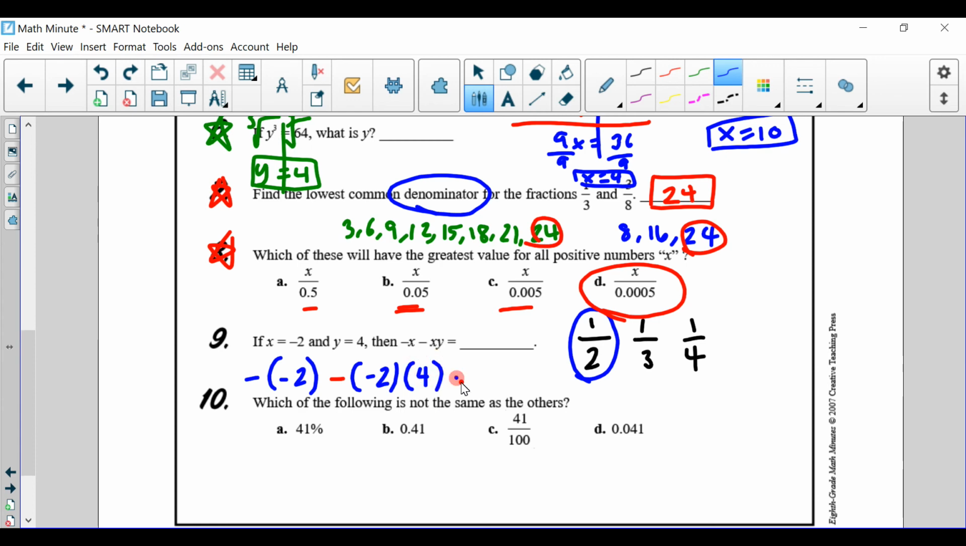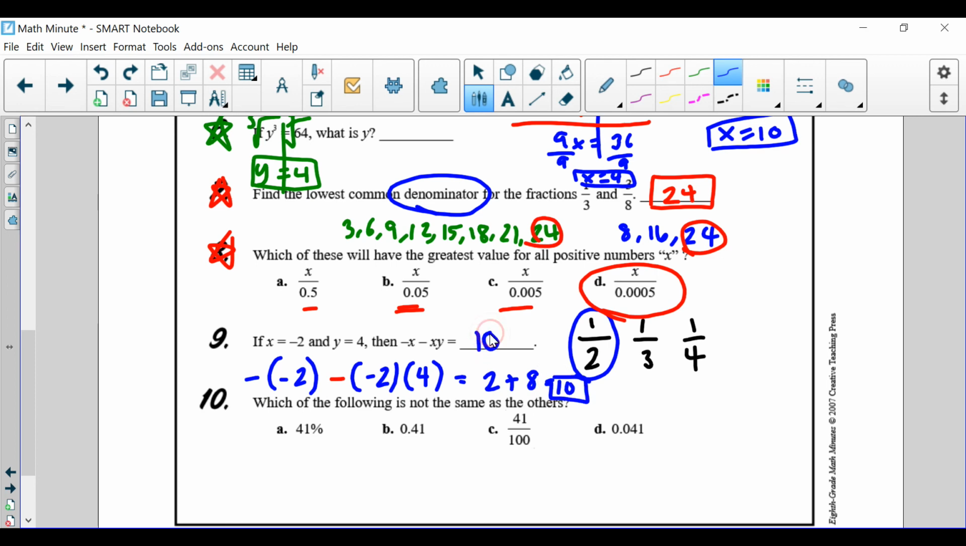So now we're going to go ahead and figure out negative times a negative is going to be a positive, so that's going to be +2. Then we've got a negative times a negative, which is -2. But then we've got -2 times 4, or sorry, +2 times 4, which is going to be 8, so it's going to be +8. And so our answer will be equal to 10.